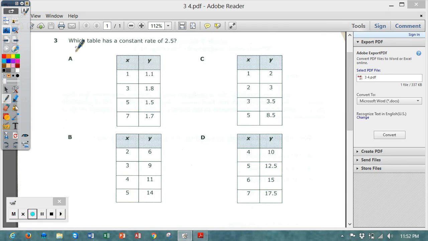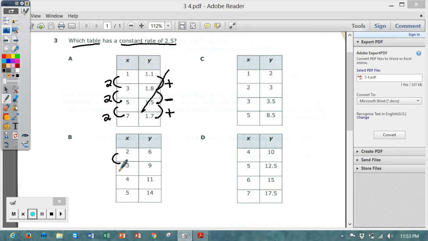Number 3, which table has a constant rate of 2.5? So when I look at these problems, from 1 to 3, that's a change of 2. From 3 to 5, it's a change of 2. From 5 to 7, it's a change of 2. But look what's happening here. From here to here, it's an increase. It's going up. But then from 1.8 to 1.5, it's going back down again. And 1.5 to 1.7, it's going up again. So this is definitely not a constant rate of change.